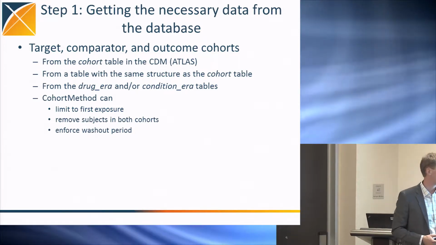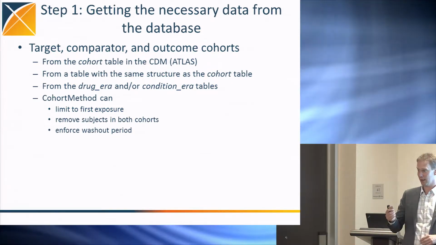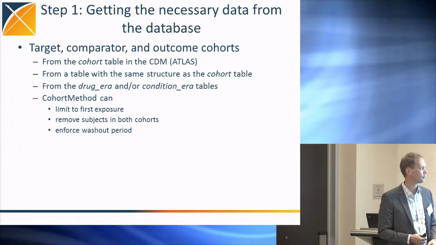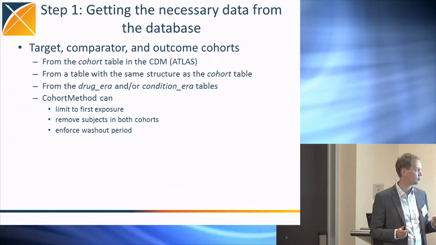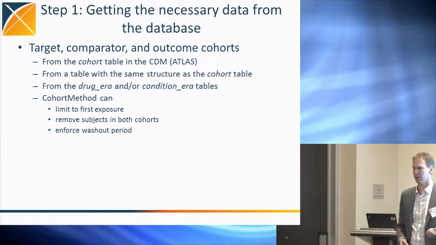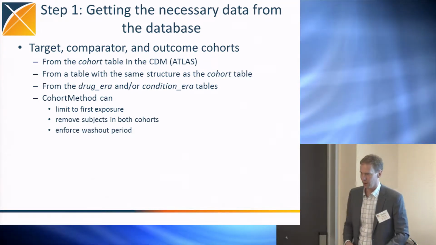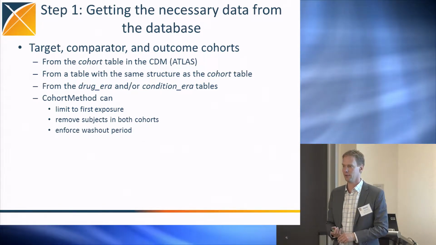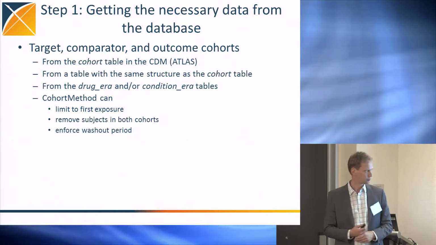One thing that the CohortMethod can do for you, and that's an option, is it can limit to the first exposure. It can remove subjects in both cohorts, and it can enforce a washout period, so a required amount of continuous observation prior to starting in your cohort.